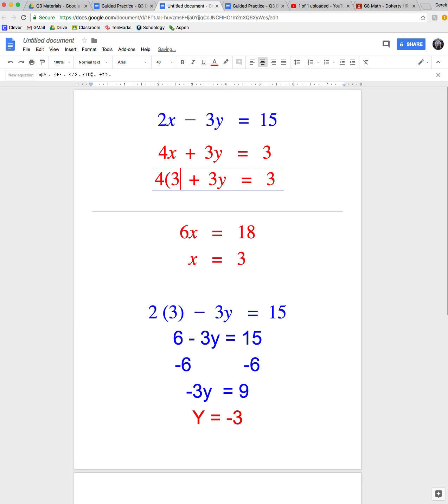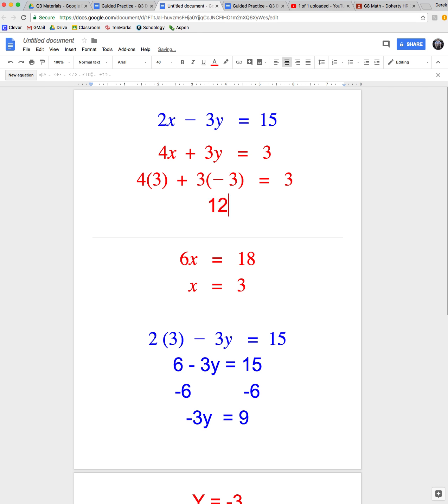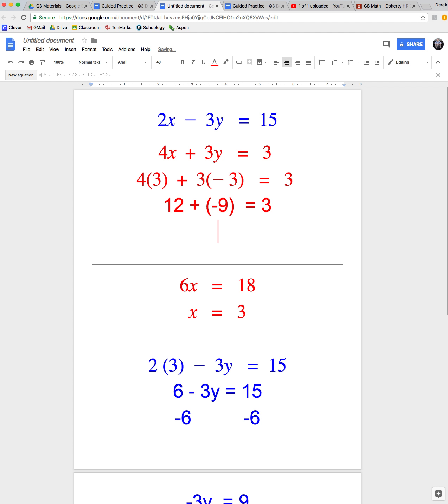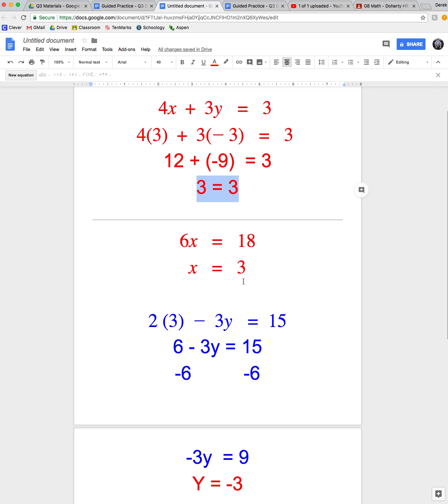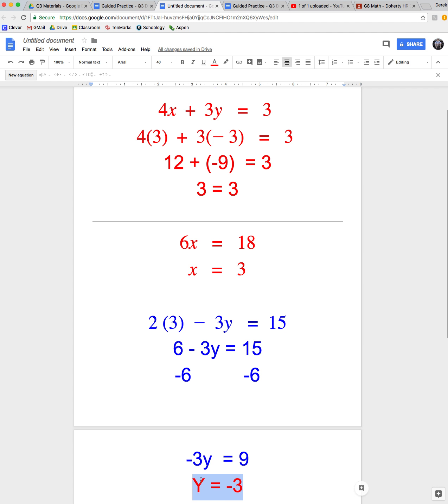So I replace my x with 3, I replace my y with negative 3, and now I follow order of operations at this point. 4 times 3 is going to give us 12, plus a 3 times a negative 3 gives us plus negative 9. That's equal to 3. And if I do 12 plus negative 9, I do get to 3. Now the fact that this was a true statement proves that this was a solution to both of my equations.